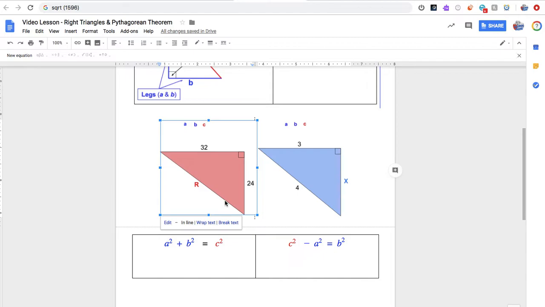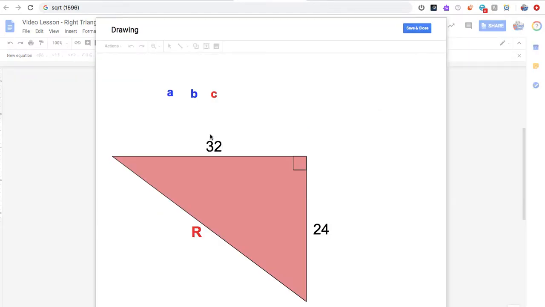The first example we're going to look at, this red triangle, which has side lengths of 24, 32, and an unknown, is a right triangle, so we could use the Pythagorean theorem. The important piece is to figure out which side is the hypotenuse. Which side do you think is the hypotenuse?